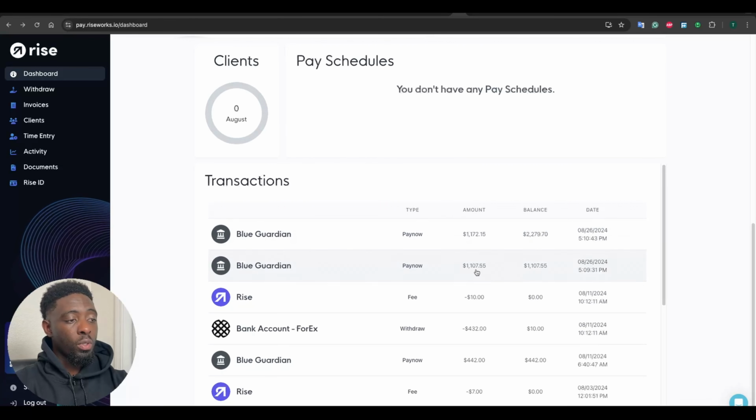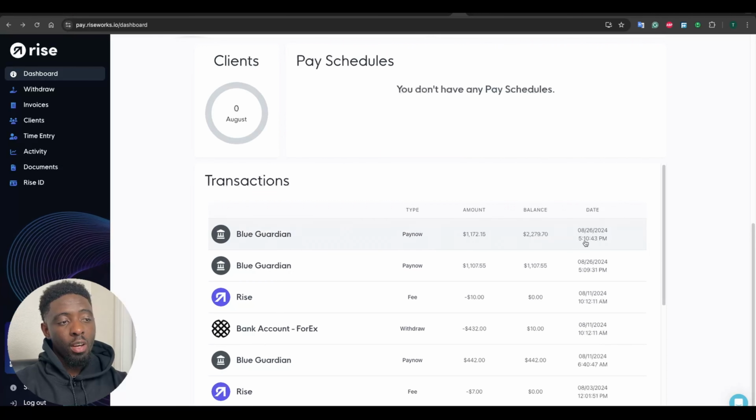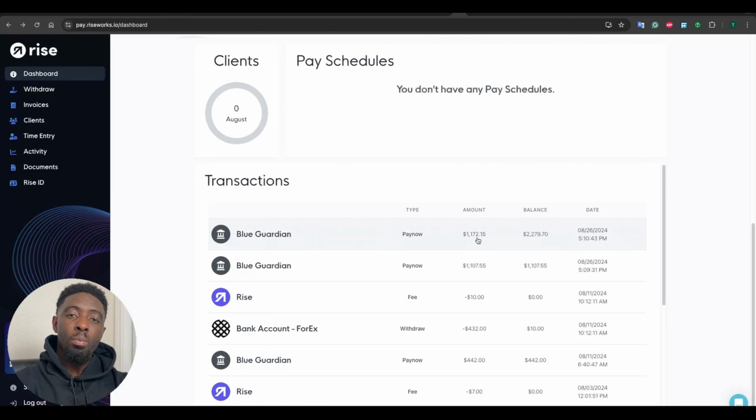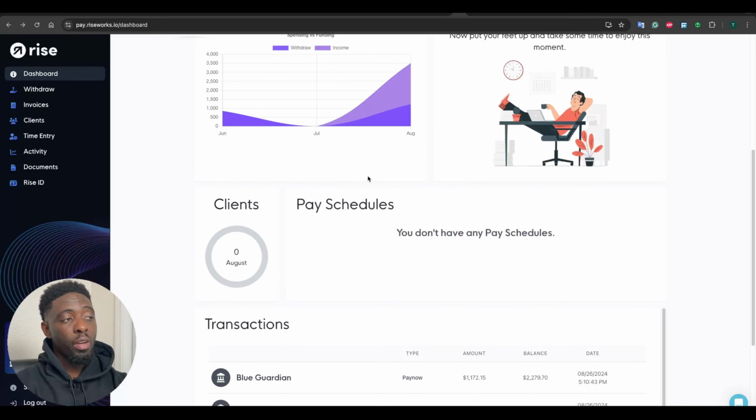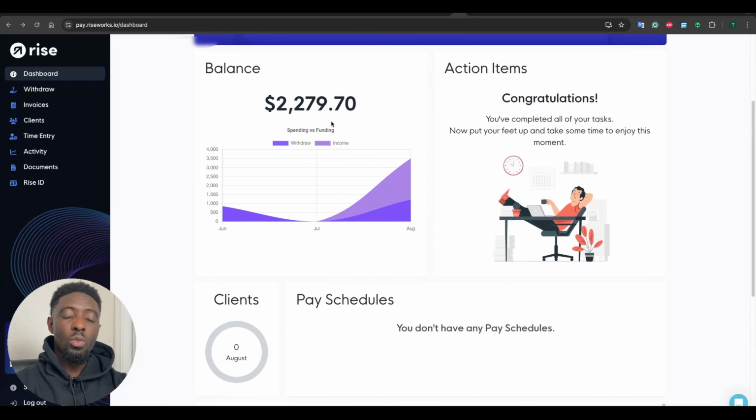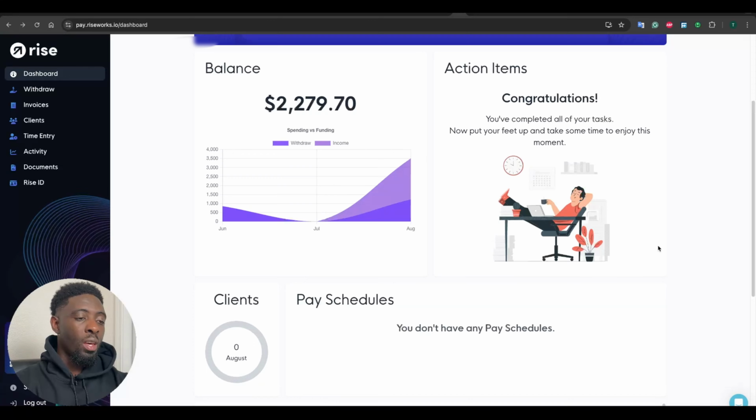And the first one was say 1,107 because Blue Guardian takes 15% and gives me 85%. And then the second one came in at 5:10, 1,172. They took 15% and they gave me 85% as well. So the total right now in my Rise account is 2,279. And this brings us to the next part of the video.